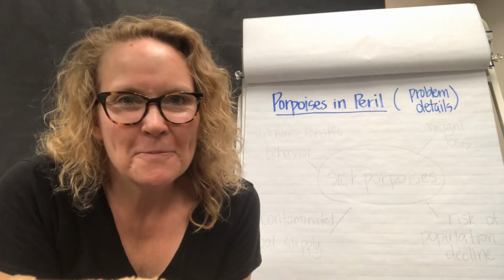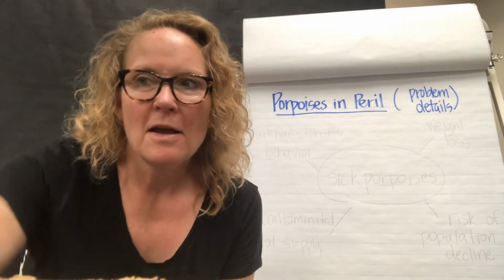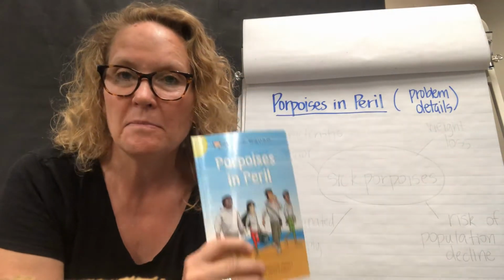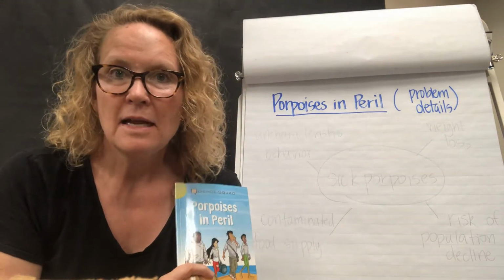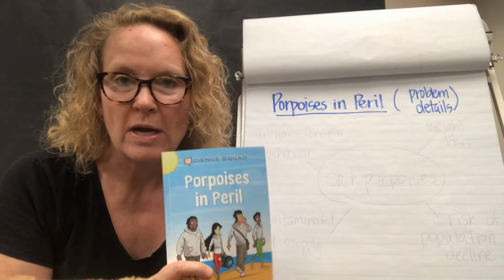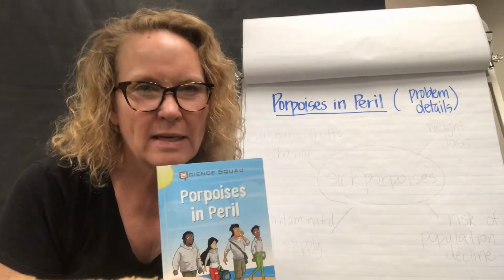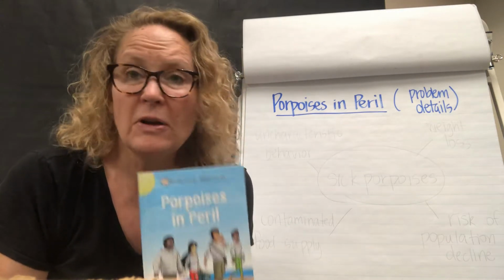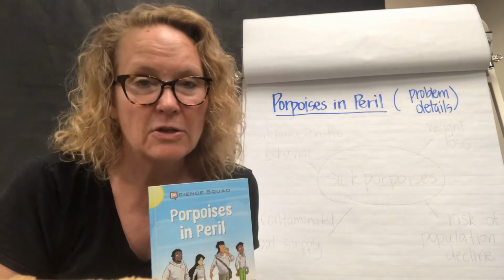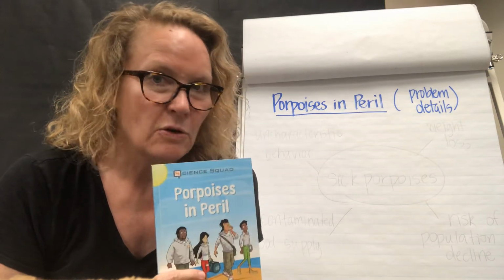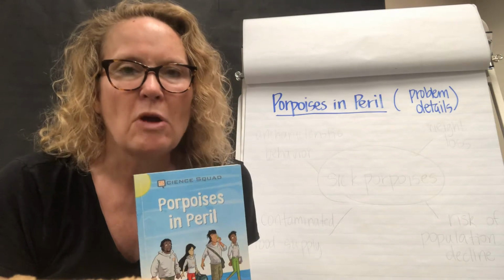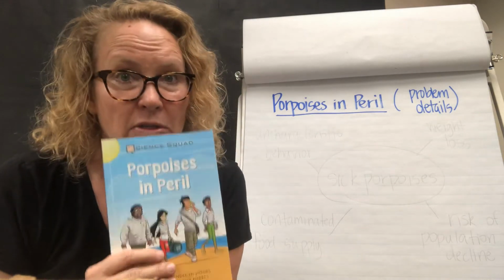Hello and welcome back. We are looking at our first anchor text for fourth grade ELA called Porpoises in Peril. And in the last video you watched, we read pages 3 through 9 together. We talked about the plot line, and how the very first part of understanding a plot is understanding what the setting is and who the characters are. And after that, we get to find out a little bit about the problem. What's going to happen in the story?